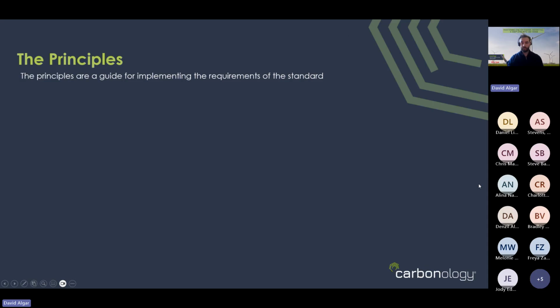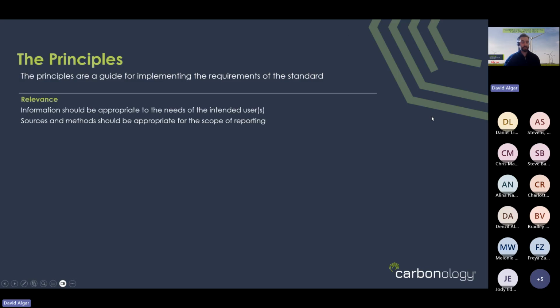So the principles, this is what I wanted to start with in terms of our deep dive into the standard, because I think they are very important. They're something that guide me in my work every day as either a consultant or a verifier. And even if you've never heard of carbon accounting or you're not familiar with ISO, hopefully the principles should resonate with you, because they do resonate with me, and it's something I rely on every day when I'm working. So the first one is relevance.